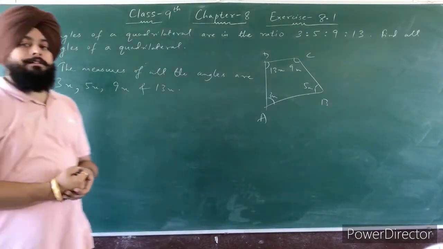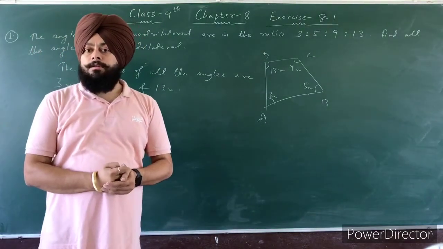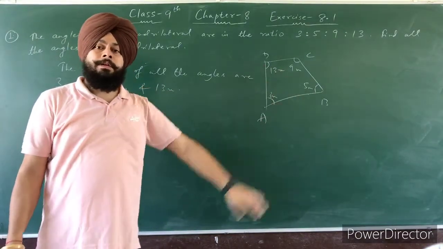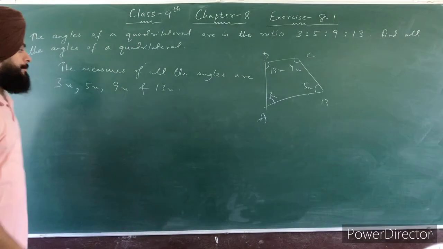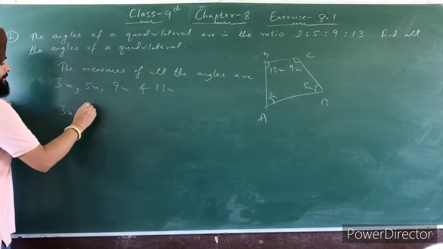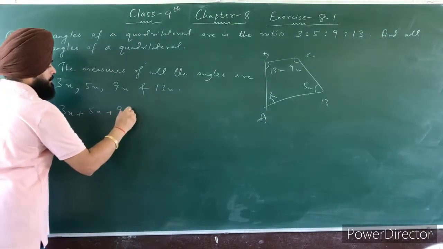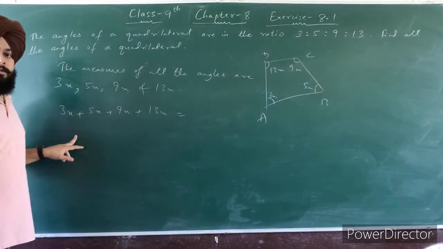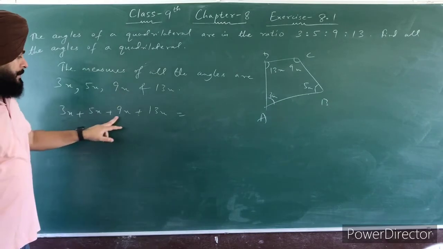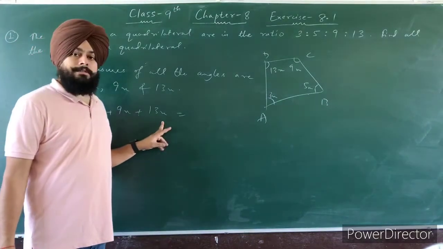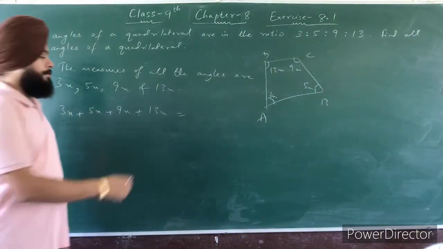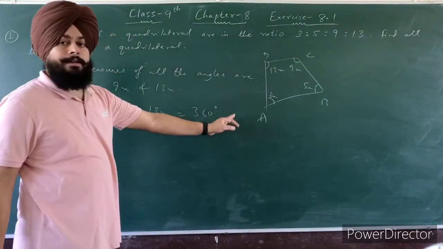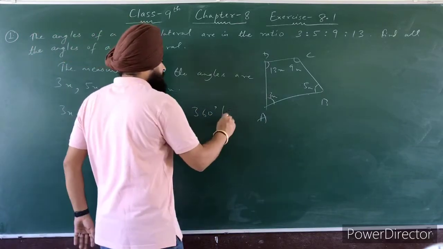Now what is the angle sum property for a quadrilateral? We know that the sum of all the angles of a quadrilateral is always 360 degrees. So right here, 3x plus 5x plus 9x plus 13x. These are the measures of 4 angles. First one is 3x, second is 5x, third one is 9x and last is 13x. The sum of all these 4 angles is 360 degrees. Right, this is the angle sum property of a quadrilateral.